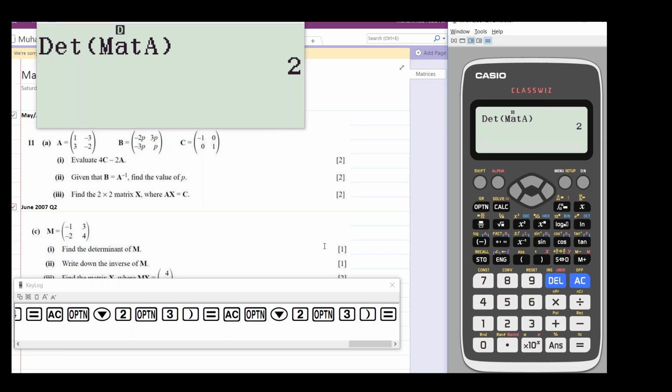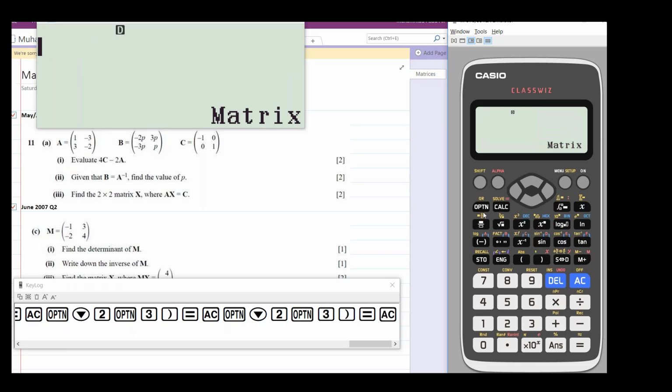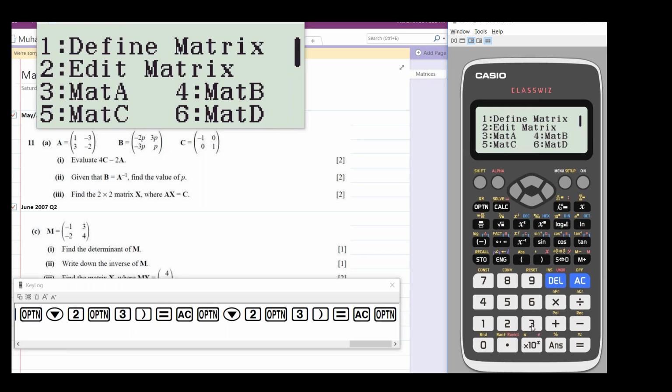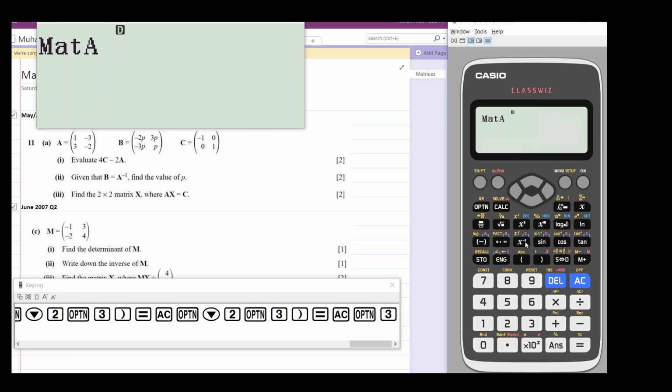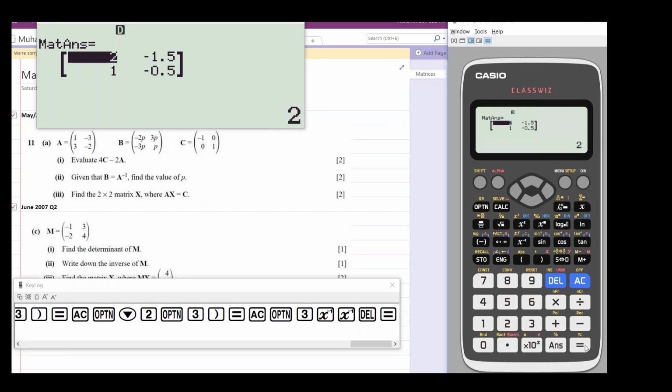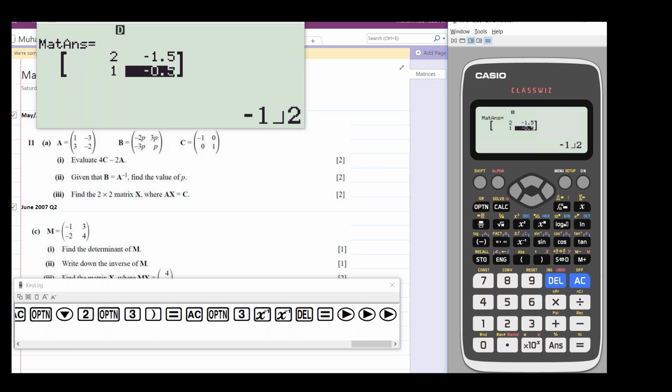Write down the inverse of M. So we can find the inverse. Option, matrix A is 3, and inverse is here, equal. So it's 2, -3 over 2, 1, and -1 over 2.